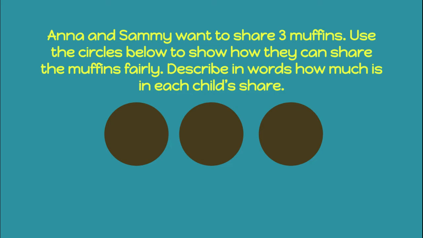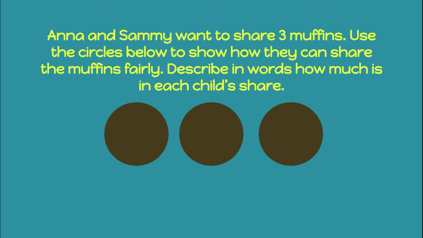So in this word problem, Anna and Sammy want to share 3 muffins. Use the circles below to show how they can share the muffins fairly. Describe in words how much is in each child's share. So I want you to pause the video and think for a minute, how could 2 people share these 3 muffins fairly? That means they would each get the same amount.